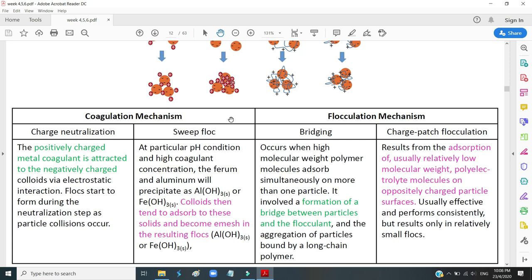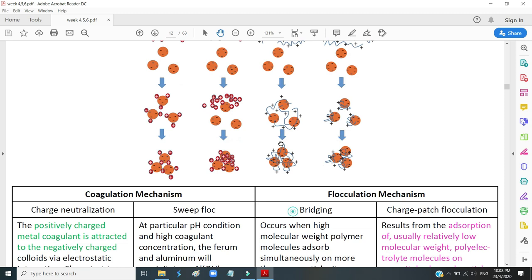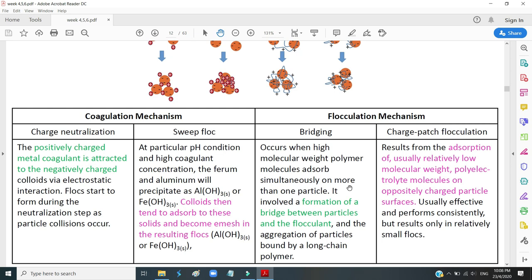So another process is bridging. Bridging occurs when the high molecular weight polymer adsorbs simultaneously on more than one particle. It involves the formation of a bridge between the particles and flocculant, and aggregation of particles bound by a long chain polymer.